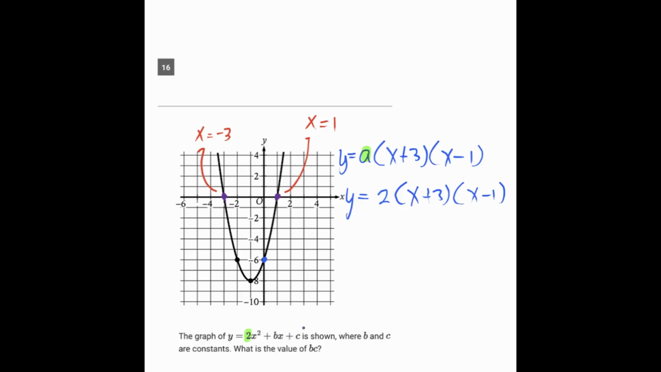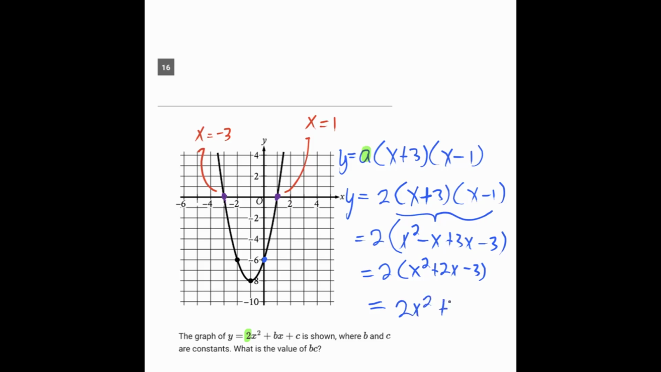And now to get the whole function, we can just go through our solving process. We can FOIL out here, first times first, outer times outer, inner times inner, last times last. Combine some like terms. Multiply back in the 2, distribute the 2. And now we have our full equation, 2x squared plus 4x minus 6.